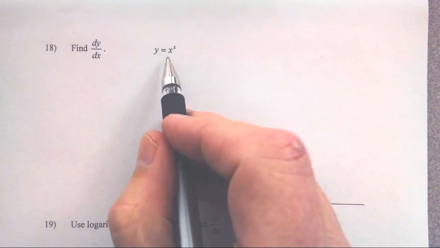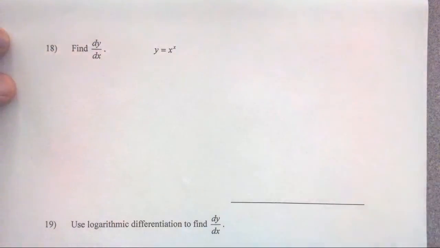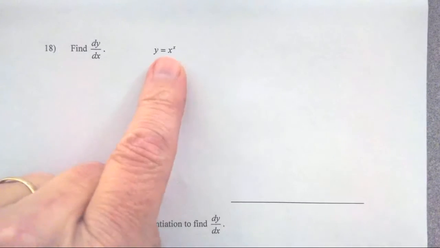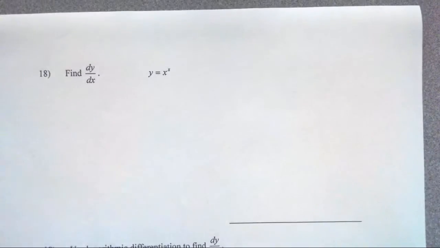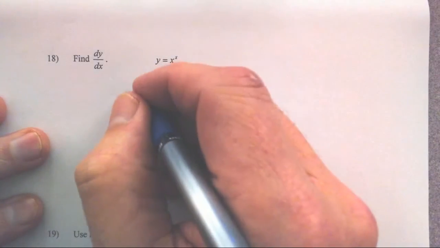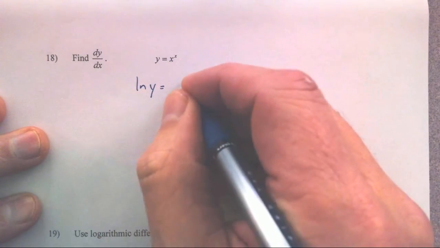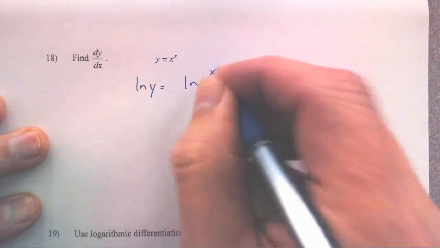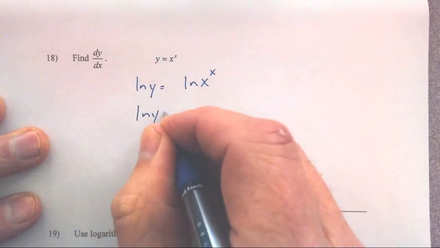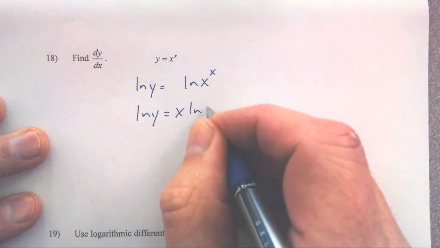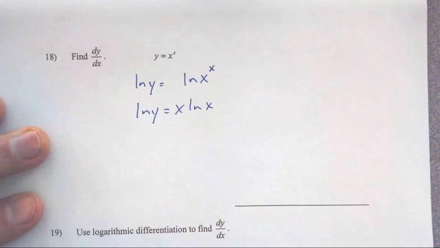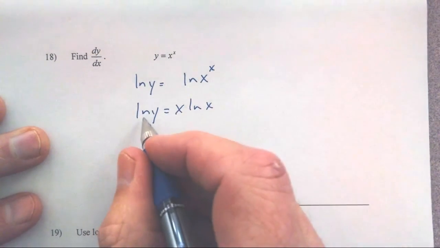There actually is a rule for the function of x to a function of x, but you're only one step away from logarithmic differentiation when you do it. Maybe we'll talk about that. Let's take ln of both sides. So I get ln y equals ln x to the x, and the payoff for that is ln y equals x ln x. I can pull that exponent out in front.